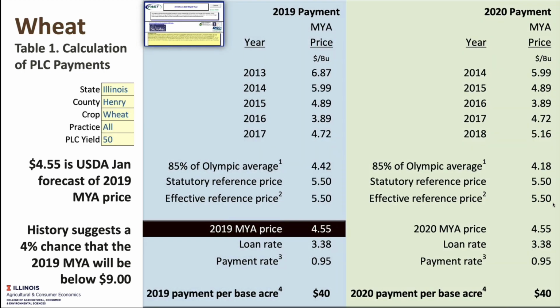Yep. And even if you get an $8 price, let's say doom and gloom, you get a 40-cent payment rate. 50 bushels would be your payment yield, let's say, which would be high for a lot of cases. 50 times 40 cents is $20. $20 times 0.85 puts it at $16 per base acre. So it just gives you sort of a benchmark.